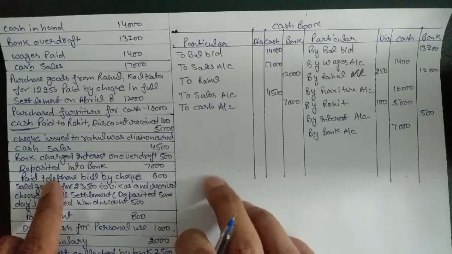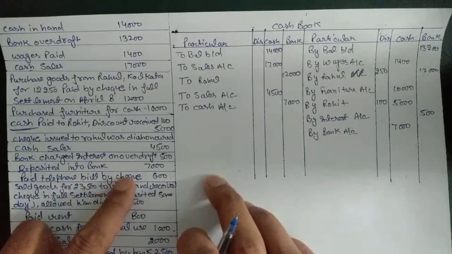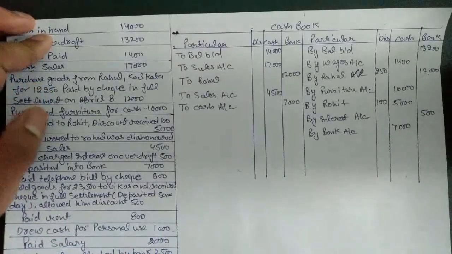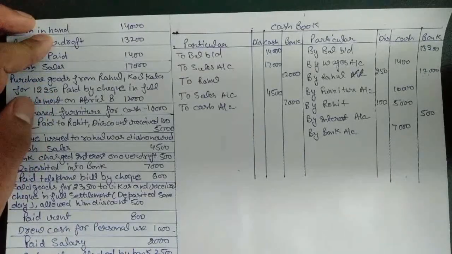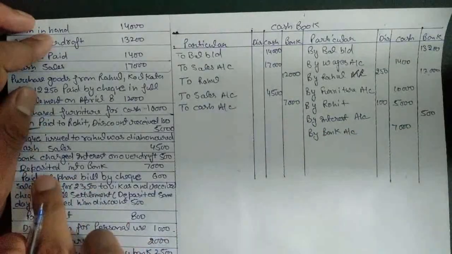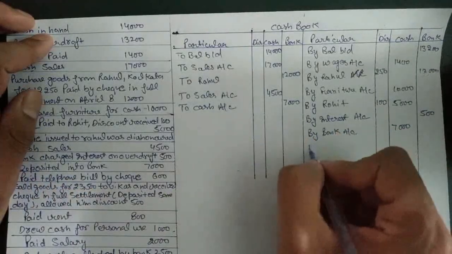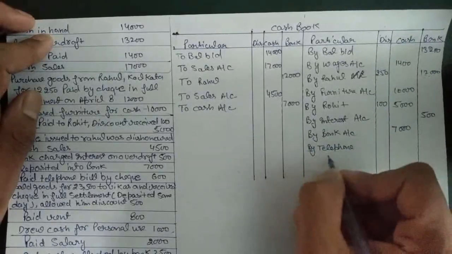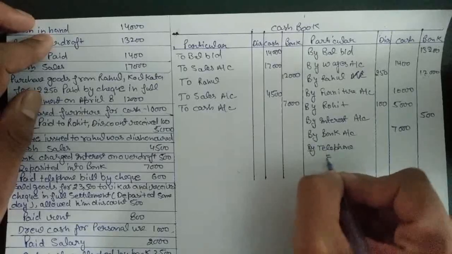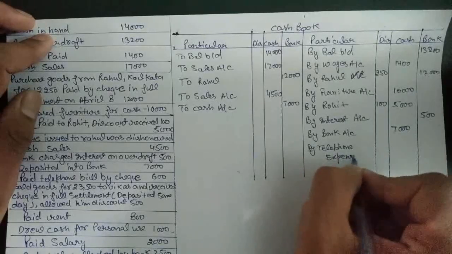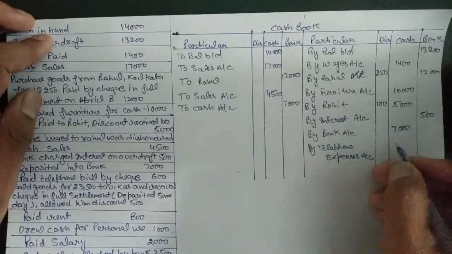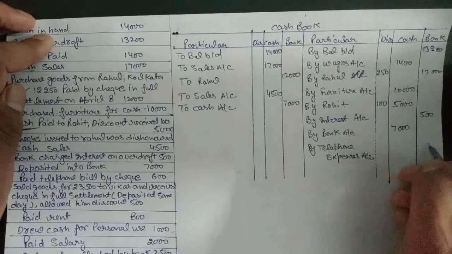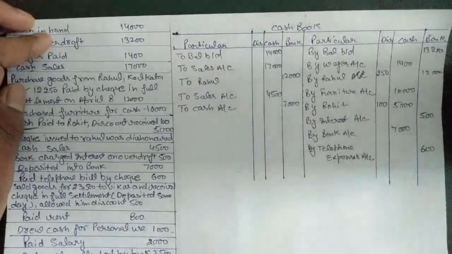Next thing is paid telephone bill by check. Now we are paying the telephone bill by check, so we need to deduct it from the bank account because we are paying those bills by check. So the entry will go in the name of telephone expenses, by telephone expenses account, that is 600, and we need to deduct it from bank. That is done.